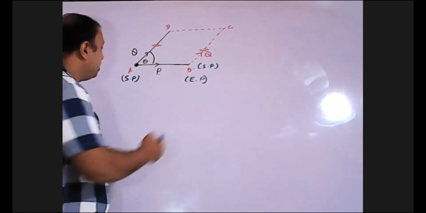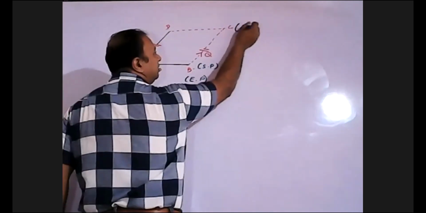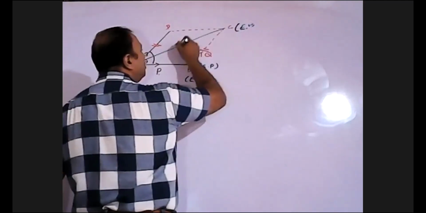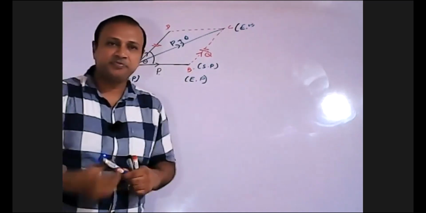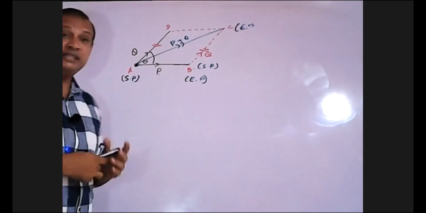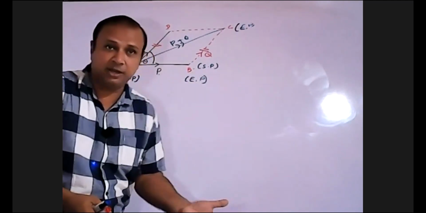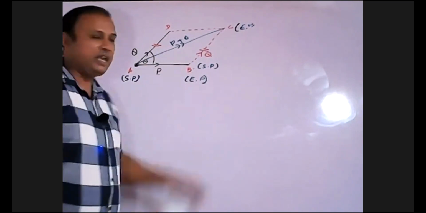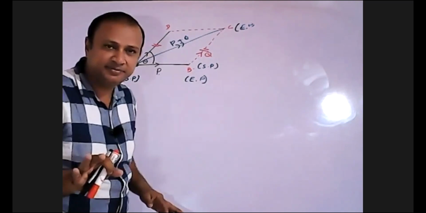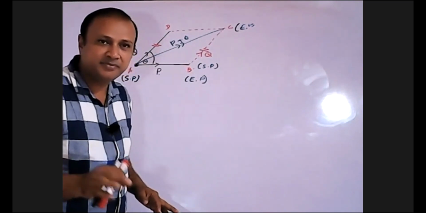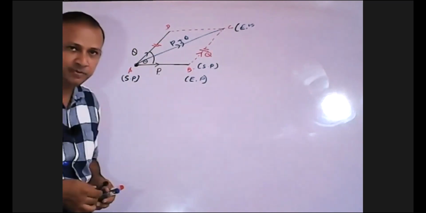That means if you connect this starting point and this end point, you will have the addition of P and Q. That is the way of applying the vector addition theorem to the system. I have applied the vector addition theorem now. Did you understand?